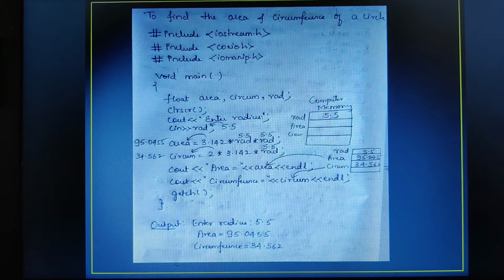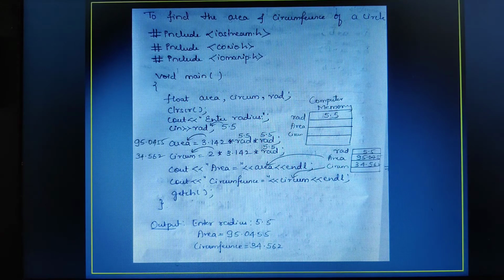Why does it give an error? You have told the compiler you are going to use a variable known as rad, which is of the floating data type. But if you try to use radius, which you didn't declare, definitely the compiler will give an error saying undefined symbol. Therefore we should take care of the variable names we are using here, and they should be the same.